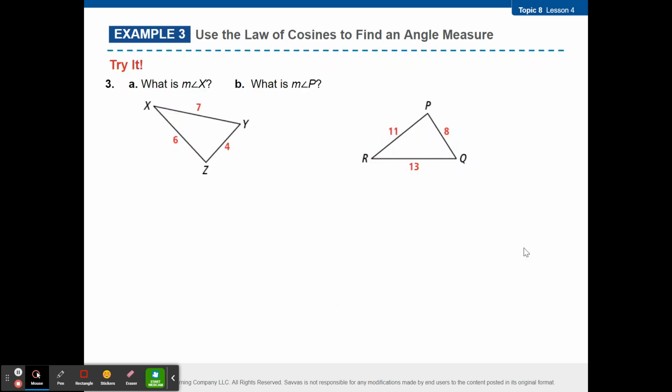Let's take a peek. So in this one, they want us to solve for angle X. We have the three sides. So the angle in question is this happy fellow right here. That means the one across from that is what all this equals to. So I'm going to have 4 squared equals 6 squared plus 7 squared minus 2 times 6 times 7 times the cosine of X.